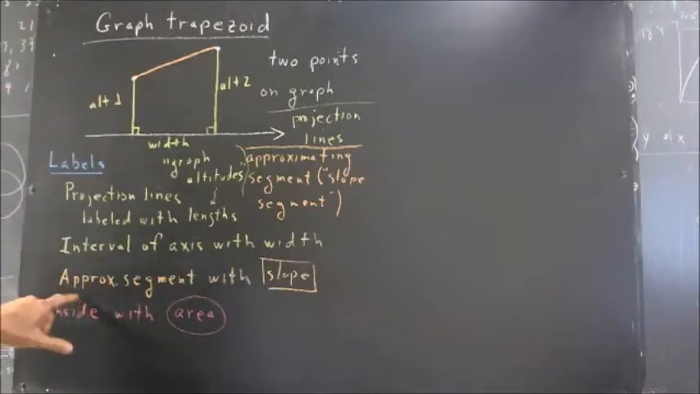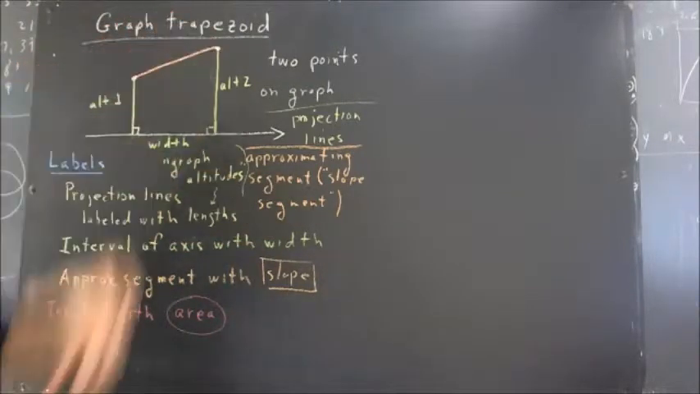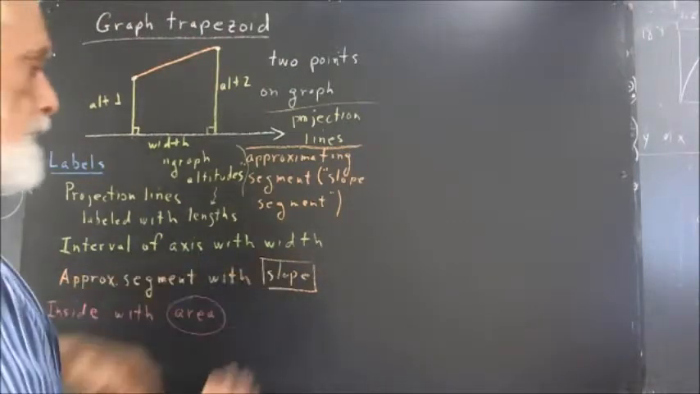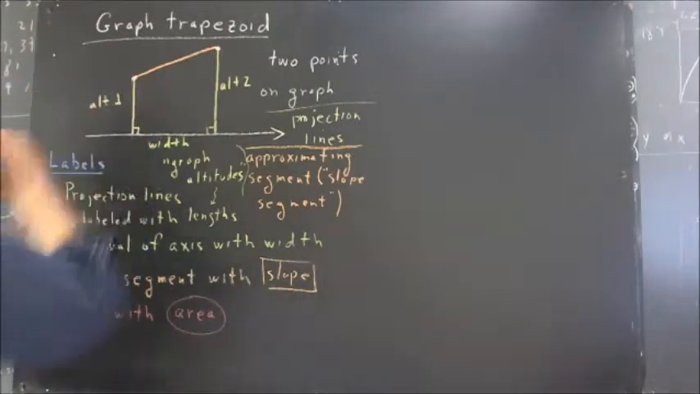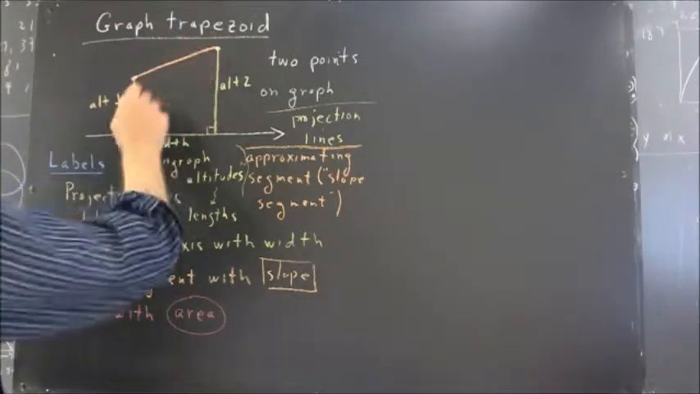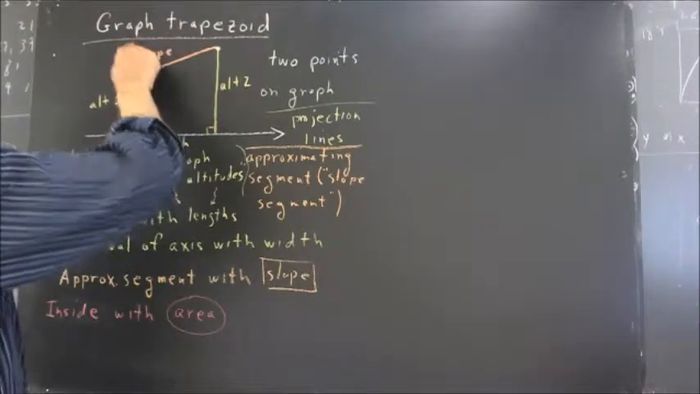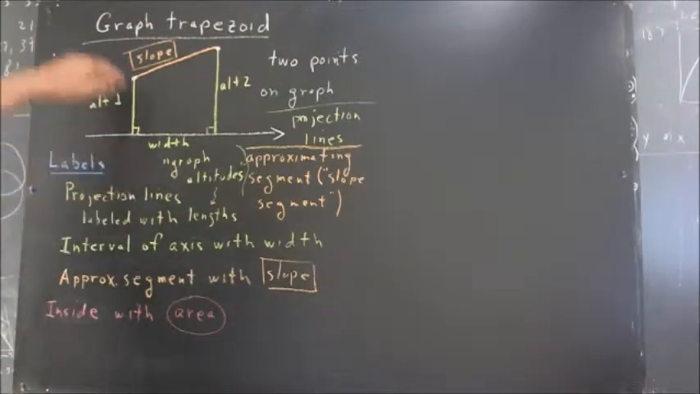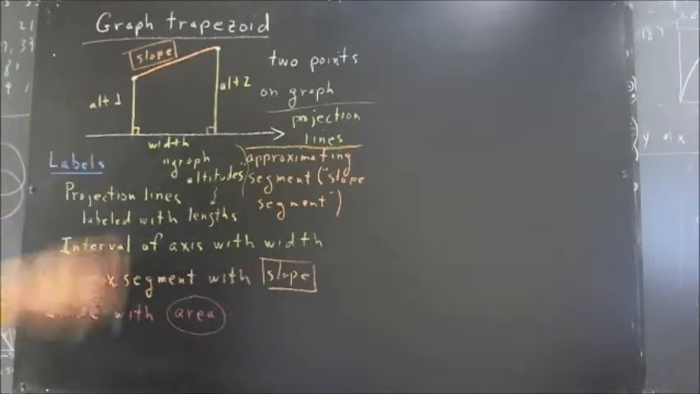Then we label the approximating segment, that is the segment joining our 2 points, with the slope. Now there are cases where we would also want to label this with its length, which we would calculate using the Pythagorean theorem. But I'm going to use the convention that we label the slope here. We put a number in a box, and we understand that the number in the box above this segment represents its slope.